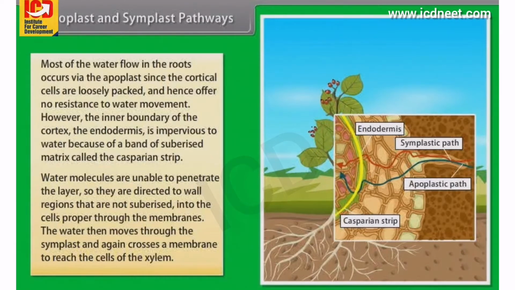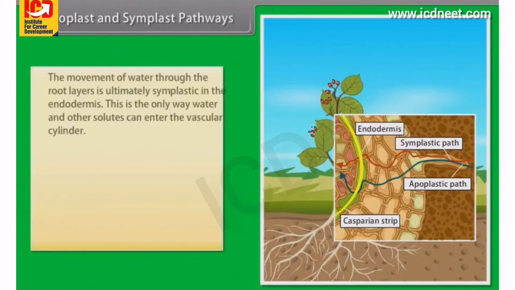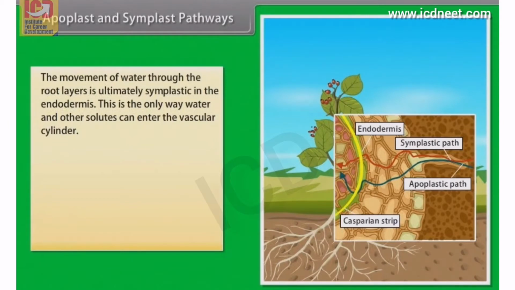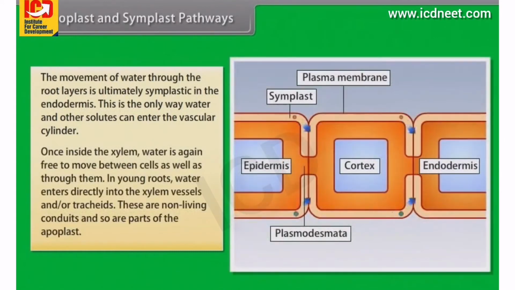The water then moves through the symplast and again crosses a membrane to reach the cells of the xylem. The movement of water through the root layer is ultimately symplastic in the endodermis. This is the only way water and other solutes can enter the vascular cylinder. Once inside the xylem, water is again free to move between cells as well as through them. In young roots, water enters directly into the xylem vessel and/or tracheids. These are non-living conduits, and so are parts of the apoplast.